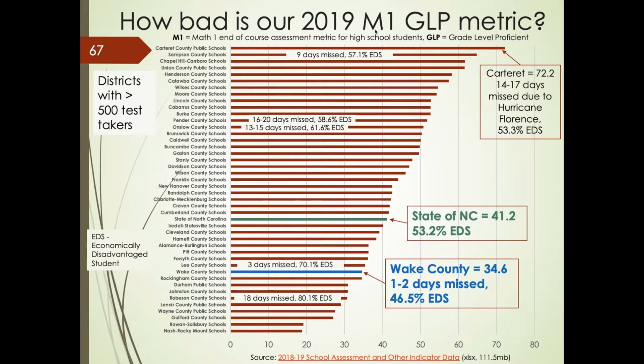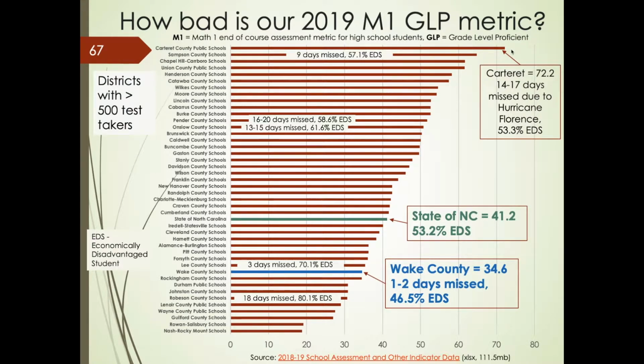One of the interesting data points that the DPI included in the 2019 metrics is the number of days missed due to Hurricane Florence. So what you're going to see is a lot of these districts missed many days, two to three, four weeks in some cases, missed that much school during the school year, and still outscored us considerably on this metric. Additionally, look at the EDS percentages. Again, EDS is economically disadvantaged. These are counties and districts that are considerably more poor than Wake County is.